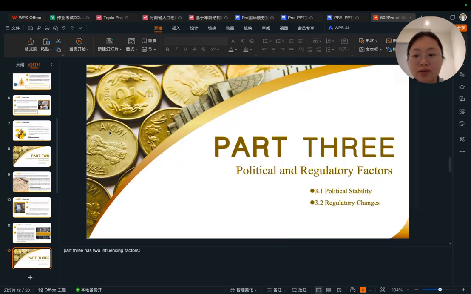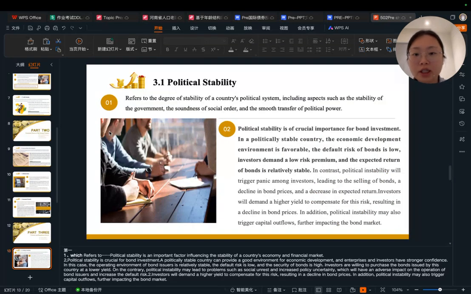Part 3 has two influencing factors: political stability and regulatory changes. The first, political stability. Political stability is of crucial importance for bond investment. In a politically stable country, the economic development environment is favorable and the default risk of bonds is low. Investors demand a low-risk premium, and the expected return of bonds is relatively stable.